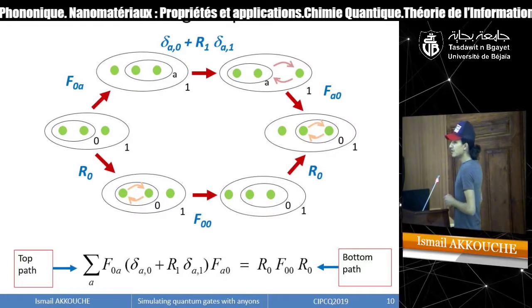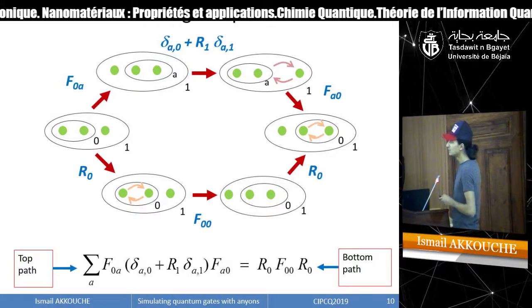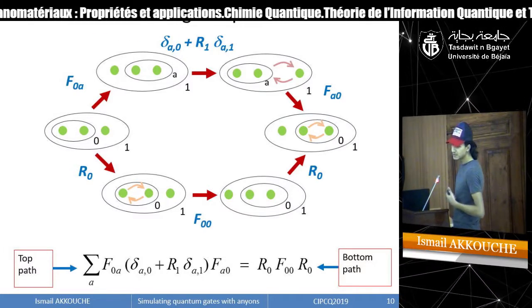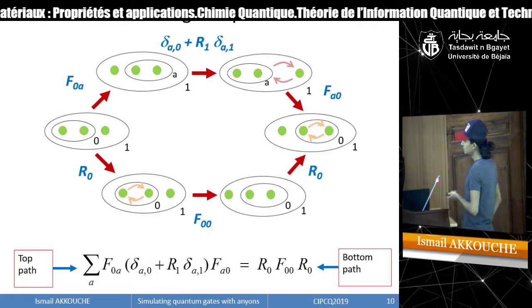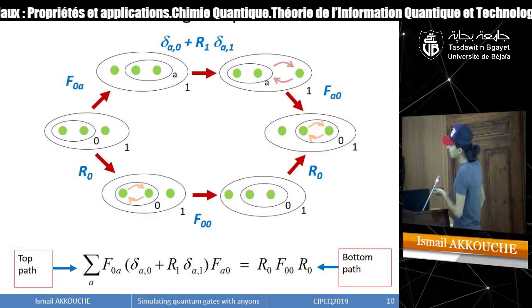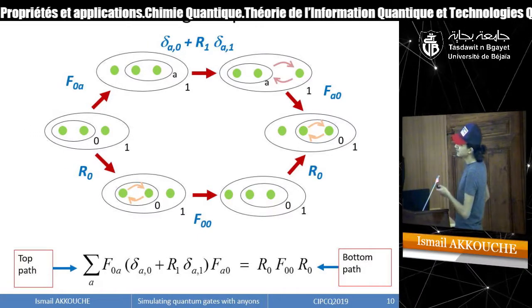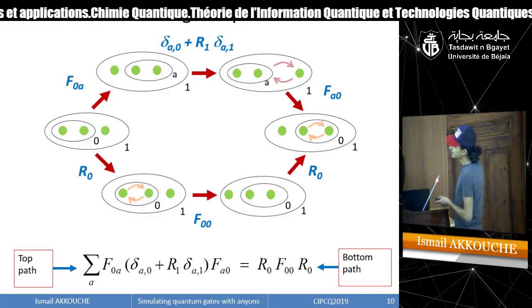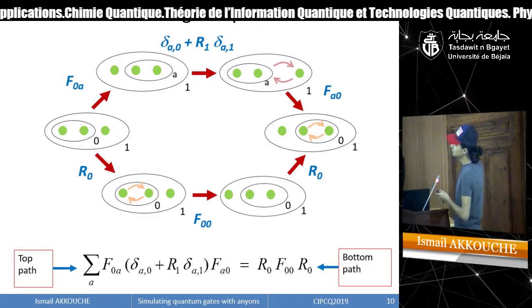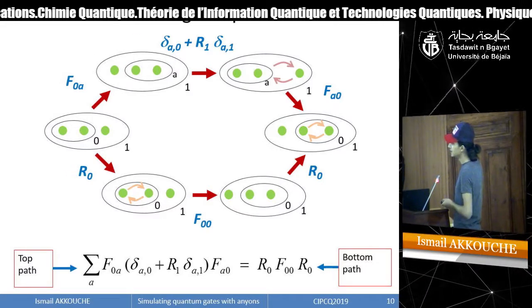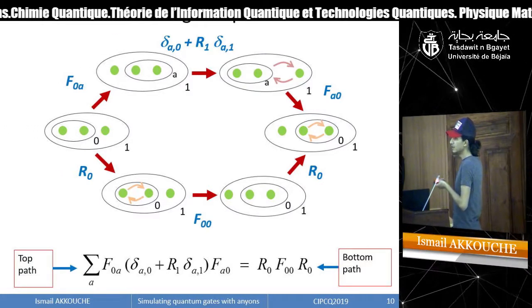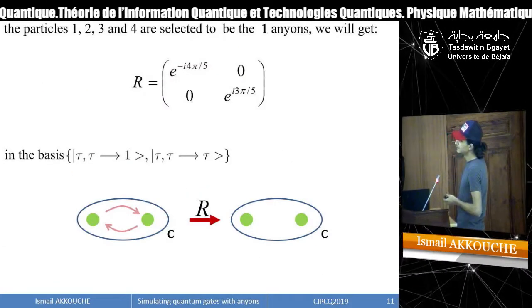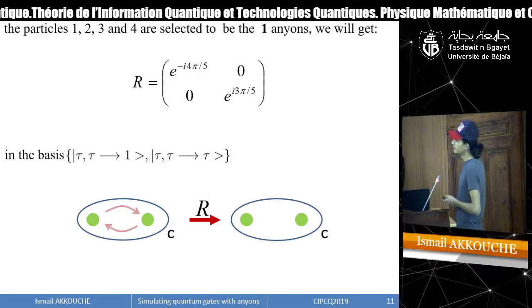To get the R matrices, we have to solve this equation, and we also use the previous F matrices. This is the same principle as the previous diagram. This is physically the same as this, and there are two paths to go from this to this, and we get this consistency condition. By solving this equation, we get the R matrices in the same basis, 0 and 1.